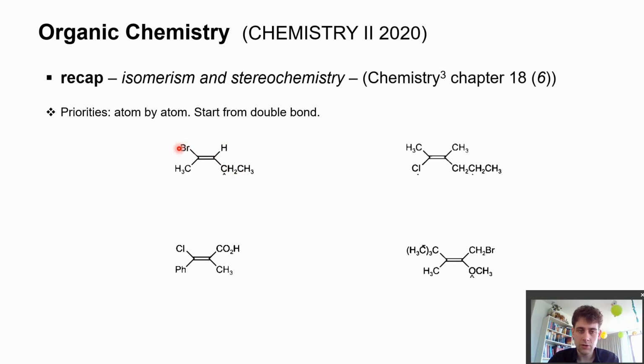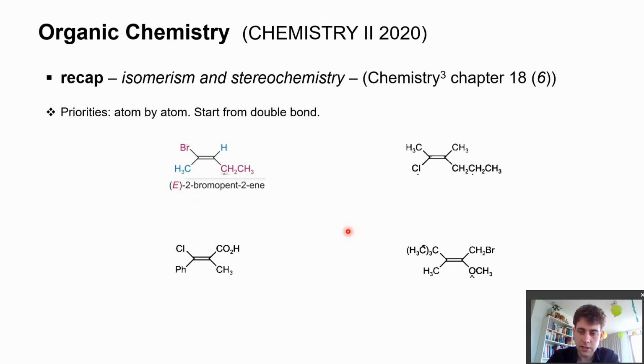So, and then we can compare these two with the higher priority against each other, and then we see that the bromine and the ethyl group are in trans position to each other. So we would name this compound E, because they are trans, so E-2-bromopent-2-ene. Good. You can also do that for the other molecules if you like.